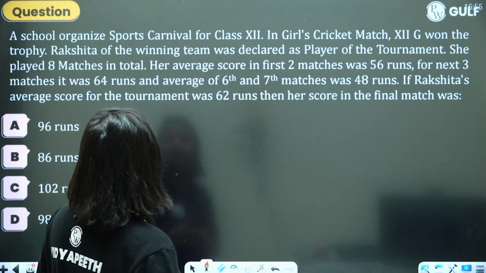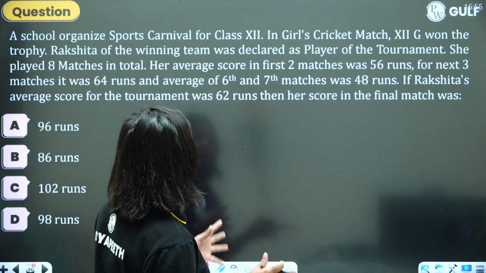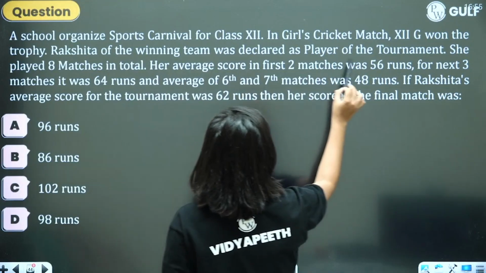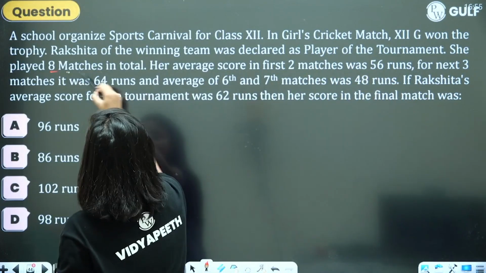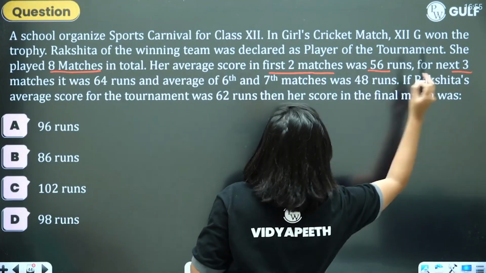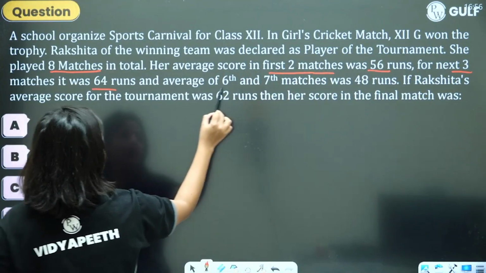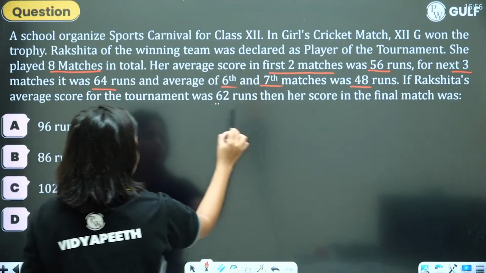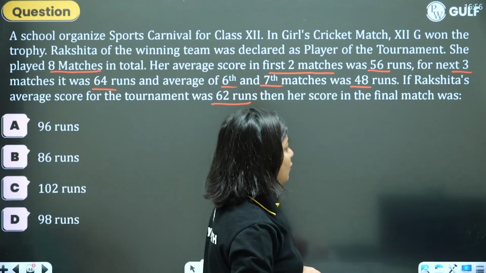Next one. A school organizes sports carnival for class 12 in girls cricket match. 12G won the trophy. Rakshita of winning team was declared as player of the tournament. She played 8 matches in total. Her average score in first 2 matches was 56. Next 3 matches it was 64, and average of 6th and 7th match was 48. If Rakshita's average score for the tournament was 68 runs, then her score in the final match was.